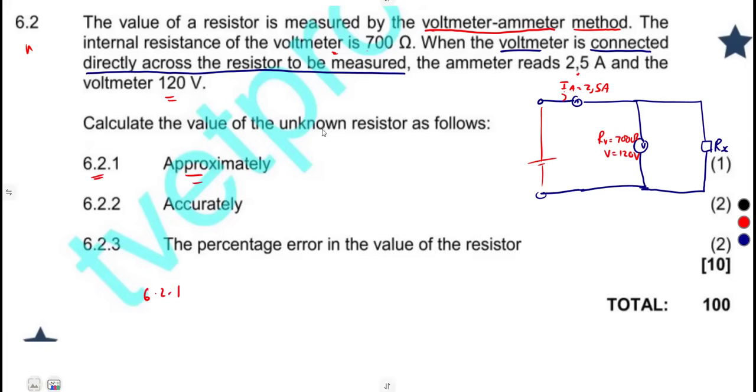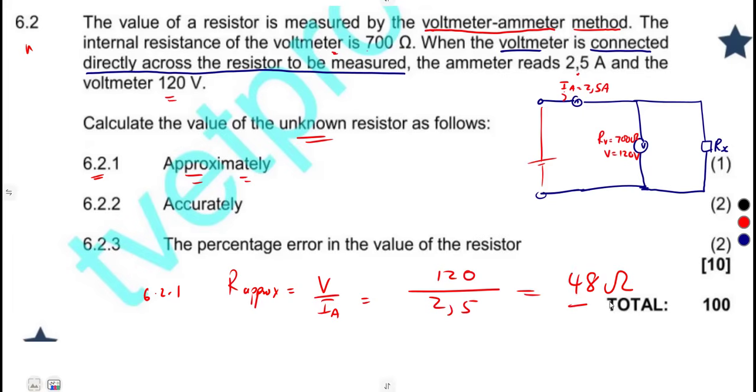6.2.1, what will be the unknown resistance approximately? Our approximate value is the one that we need. Our approximate is going to be simply the voltage over current. You ignore everything else, so you take voltage over the ammeter current. 120 divided by the ammeter current of 2.5 gives us 48 ohms.